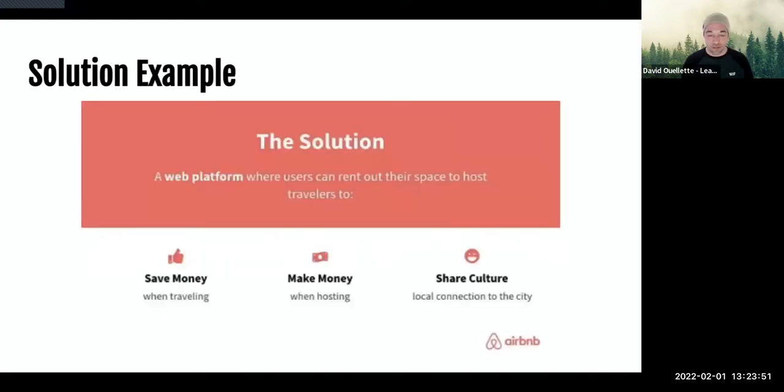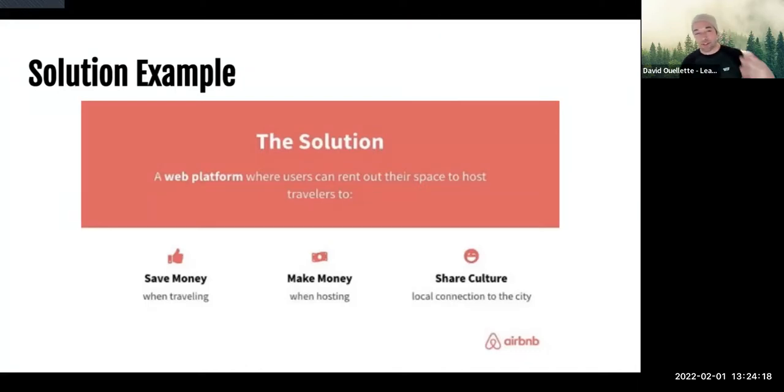So an example, again, if we use the Airbnb model, their solution, so we already identified the problem that travelers have. So the solution is Airbnb, a web platform where users can rent out their space to host travelers, to save money when traveling, make money when hosting, and share culture by connecting them to locals in their city. Very straightforward, very minimal here.